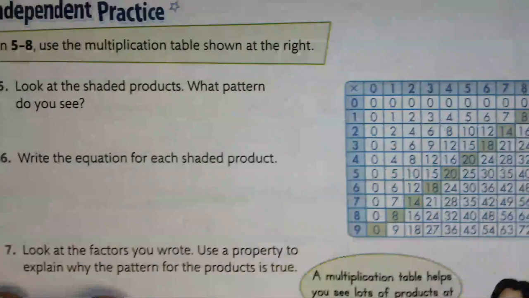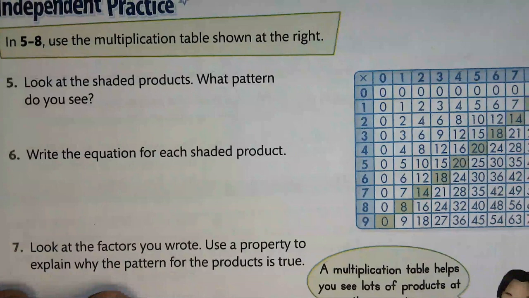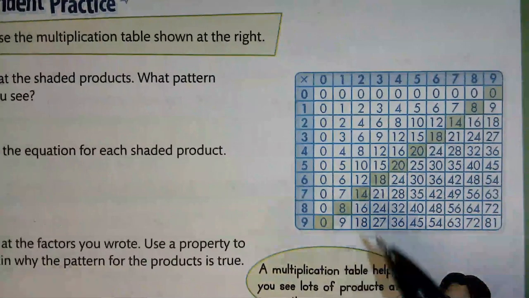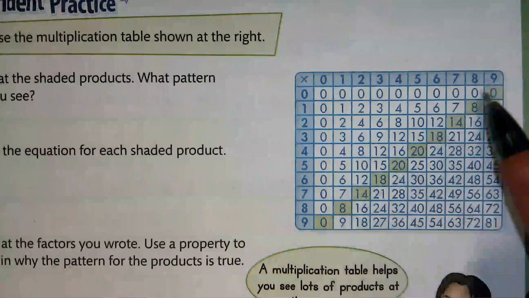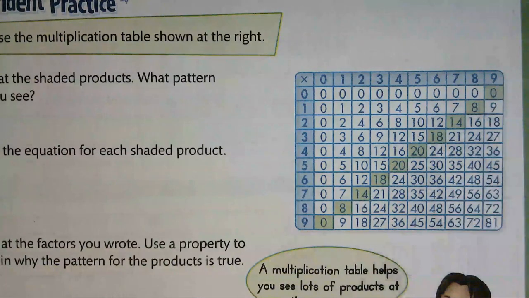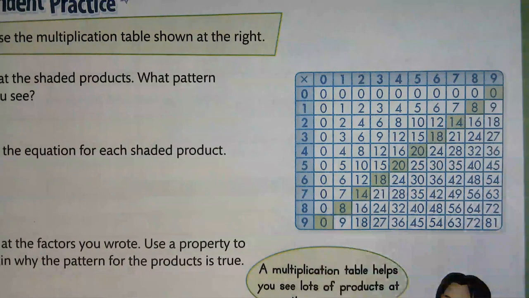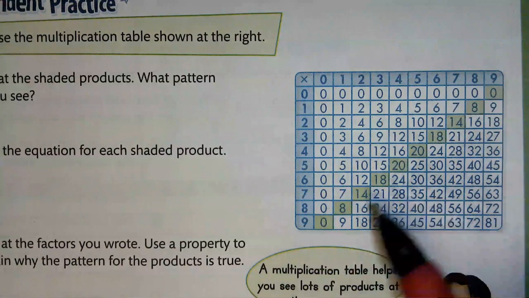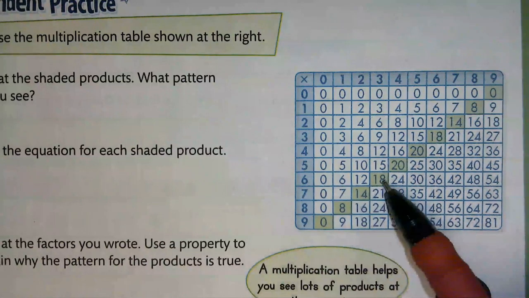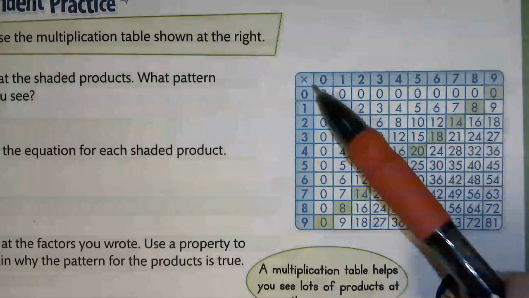All right. Let's take a look at number 5. It says, look at the shaded products. What pattern do you see? And I want you to go ahead and check it out right now. What pattern do you see along these shaded ones? What do you see? Well, I'm giving you some time because I want you to really look at this and see if you can figure out what pattern you see. I see one which is 0, 8, 14, 18, 20, 20, 18, 14, 8, 0.